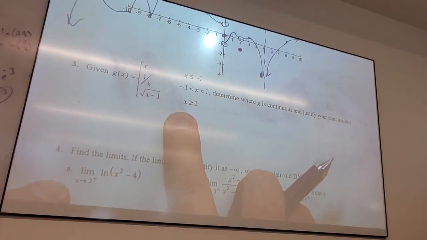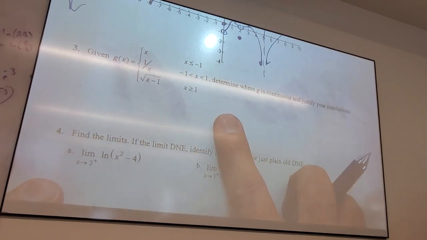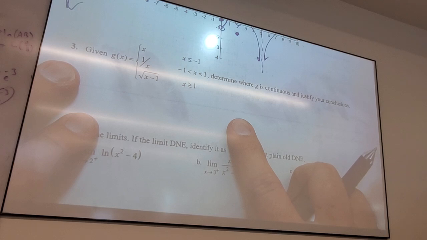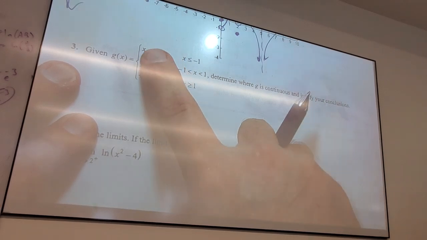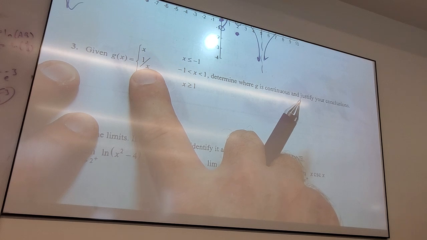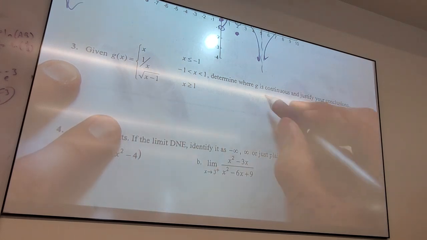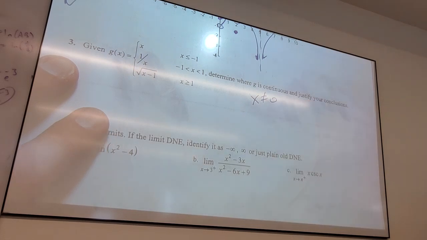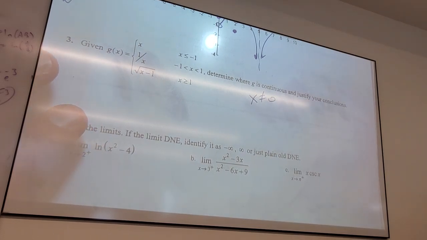Here's an example of a problem we did earlier. All right, does anyone see a problem right off the bat? What's the first thing you look at? Yeah, you look at the functions that it's composed of. Where does the middle have a problem? 0. Yes. For x equals 0, it's discontinuous. So I'm going to say x not equal to 0, right?